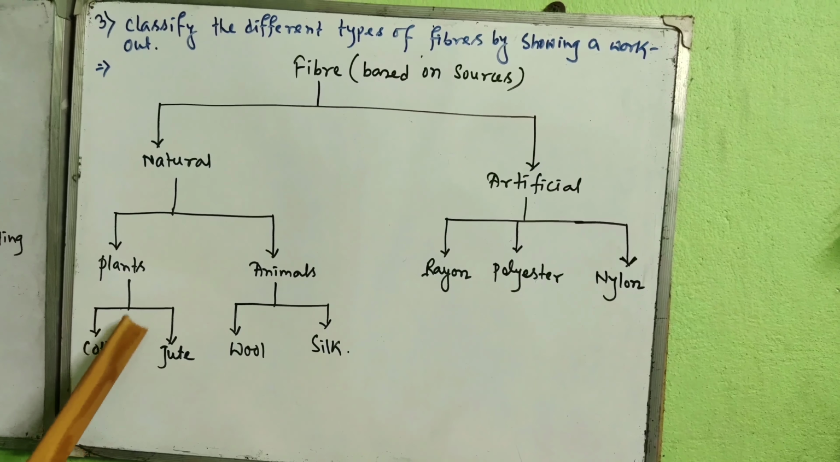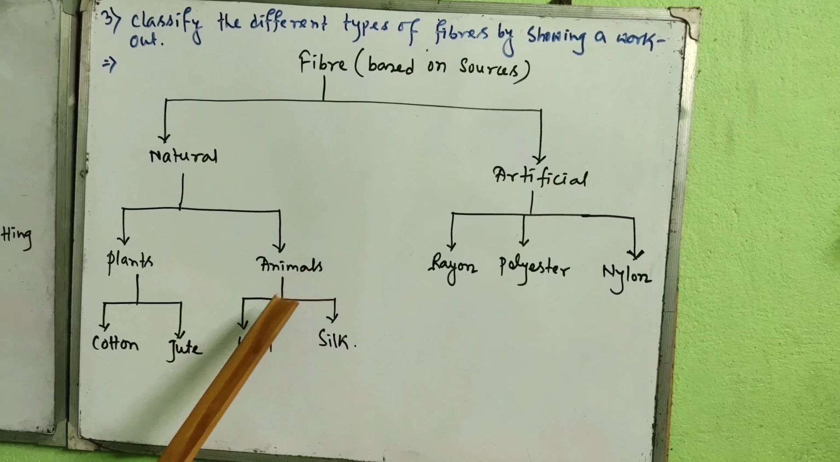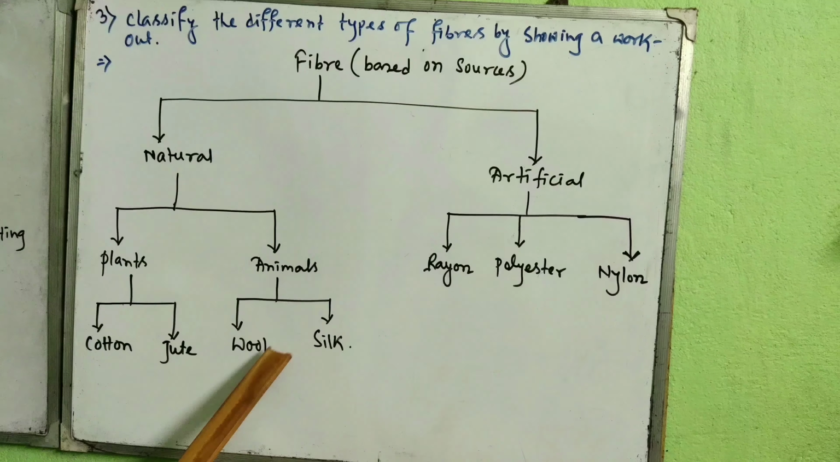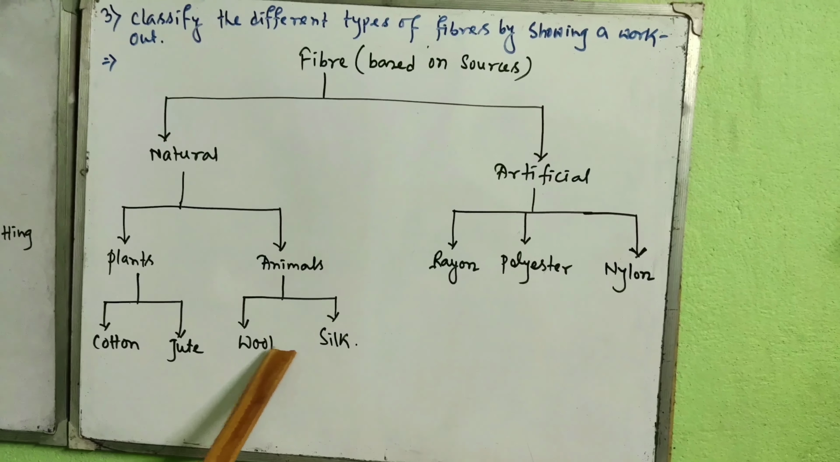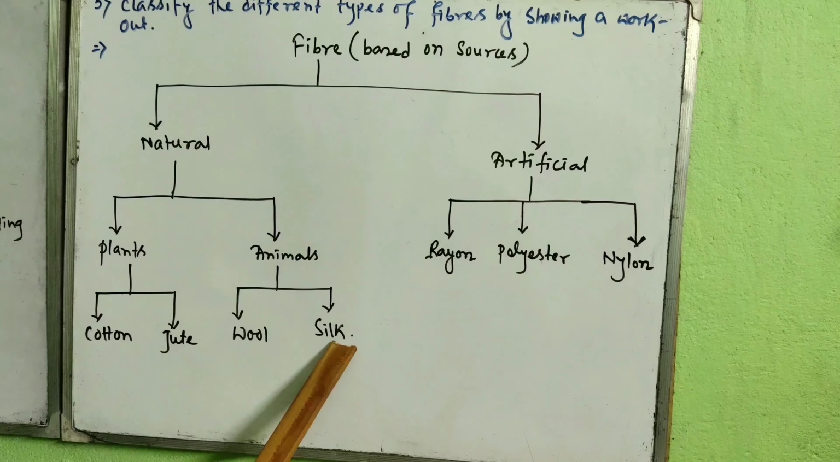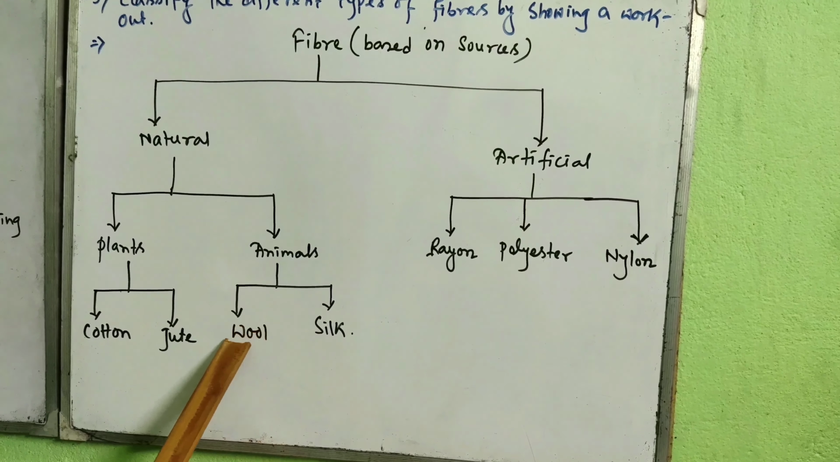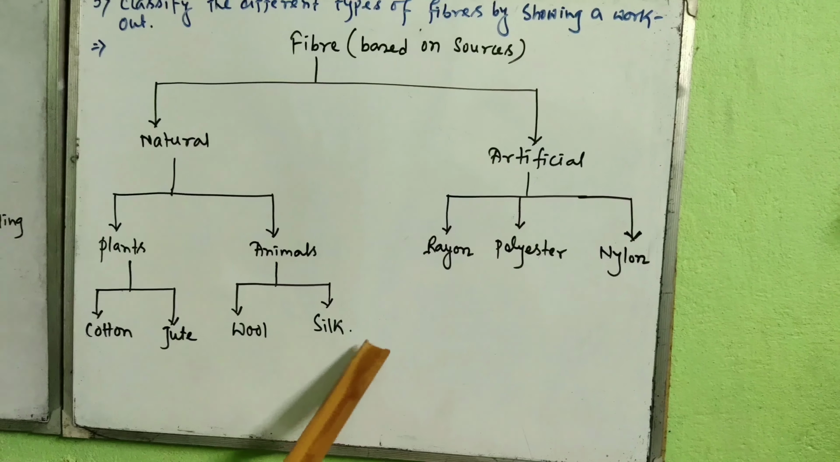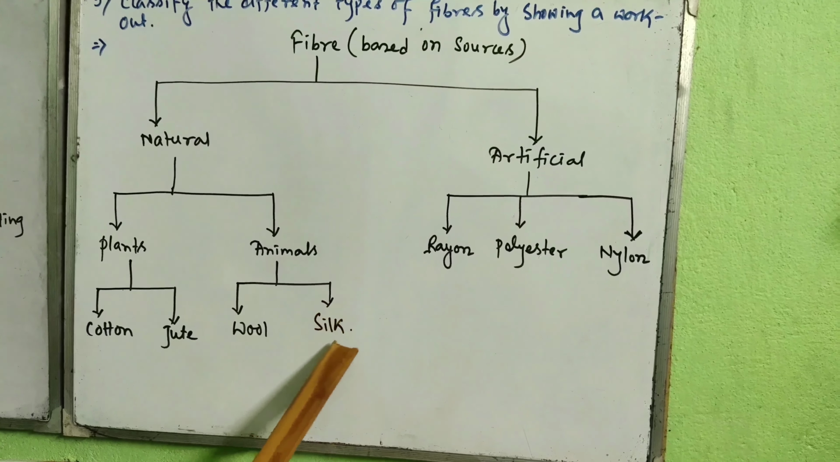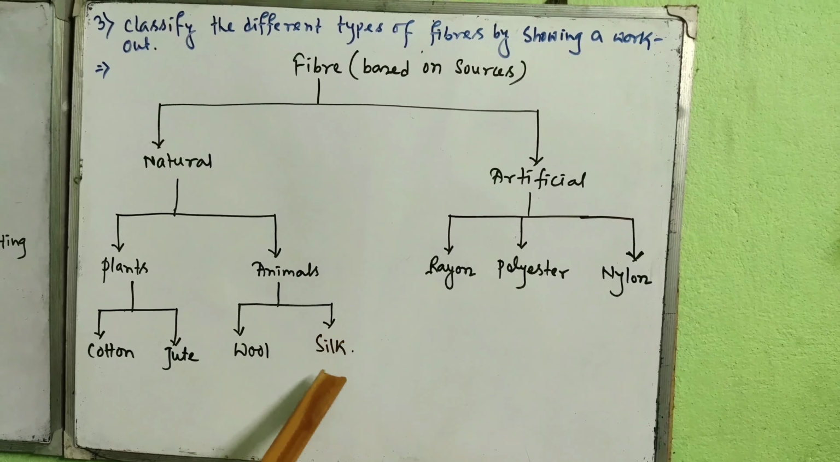Next, animal sources. Two sources are here, but you don't have to study them in class 6. You will get to know about these two things in class 7, in your next class. Those two animal sources are wool and silk. There is a very nice story of silk, which you will know in class 7.